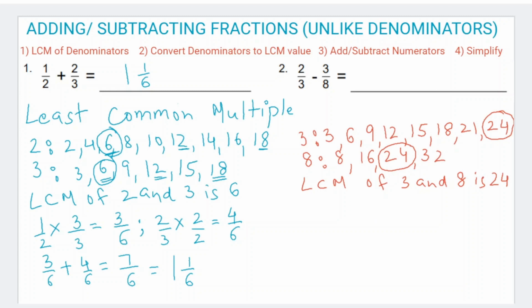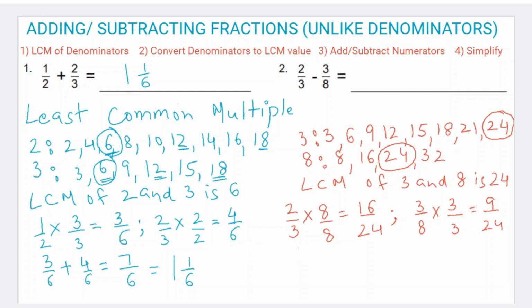I'm going to do exactly the same steps that I followed in addition. It's just that in the end, instead of adding them, I'm going to subtract them. So now I'm going to convert 2 over 3, which is a given fraction, to the denominator of the LCM, which is 24. So 3 times 8 is 24. Whatever I did with the denominator, I have to do the same with the numerator. 2 times 8 is 16. For the next one as well, 3 over 8, I have to convert it to the denominator 24. So 8 times 3 is 24. I have to do the same with the numerator. 3 times 3 is 9.